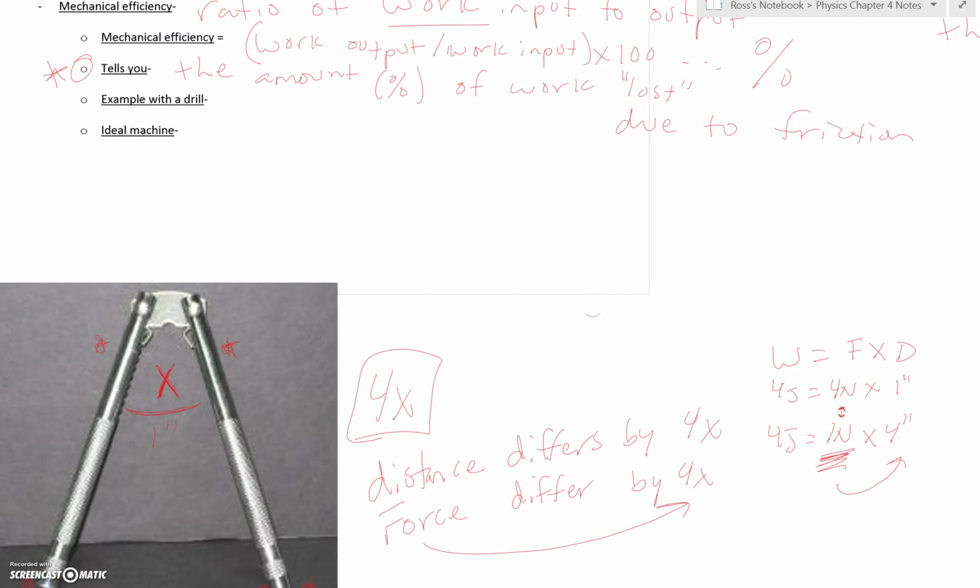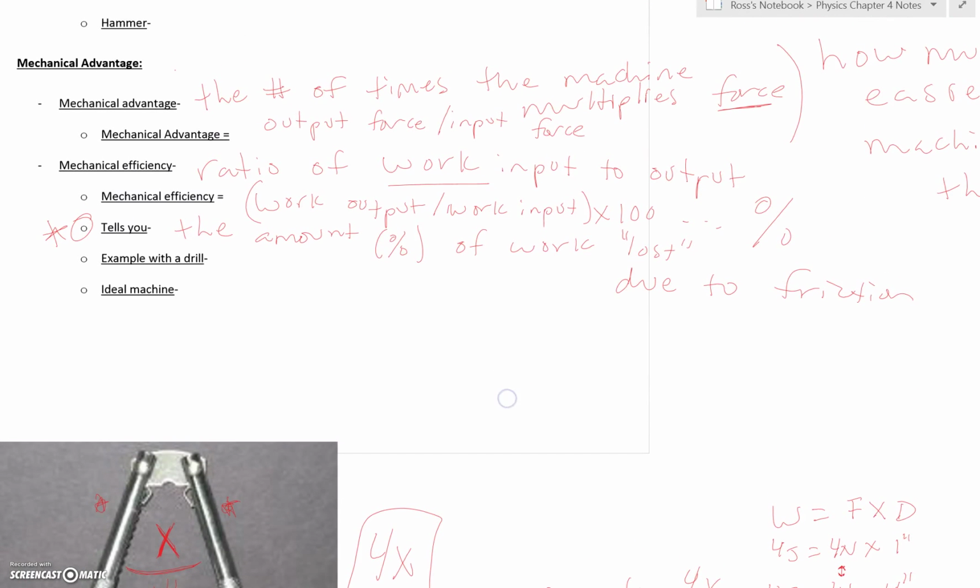So that little bit of work that is lost there, even though you're trying to transfer that force, can be calculated with mechanical efficiency. Remember, the ideal machine doesn't exist because of friction.